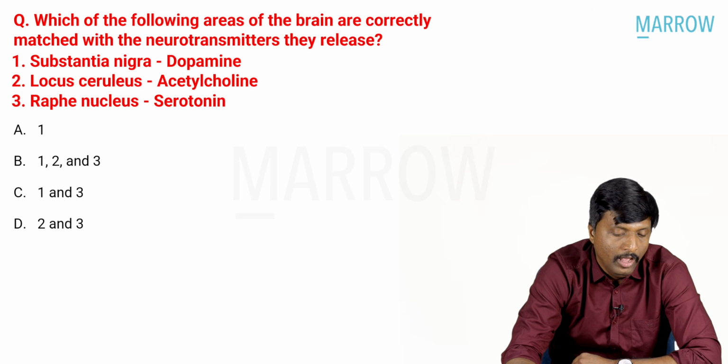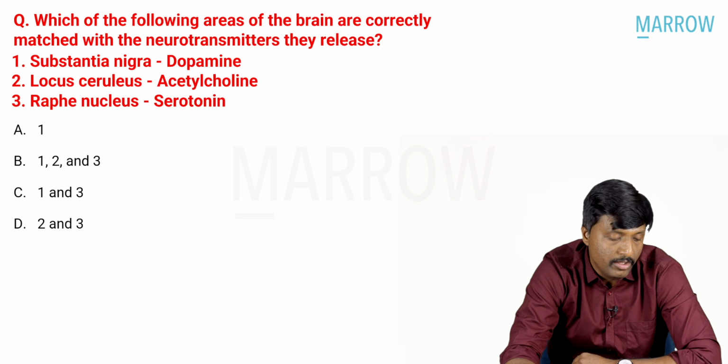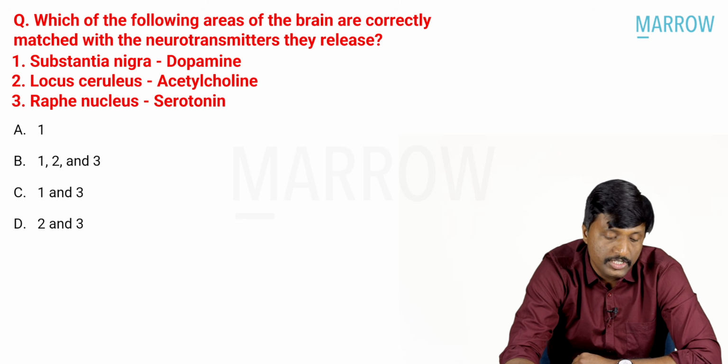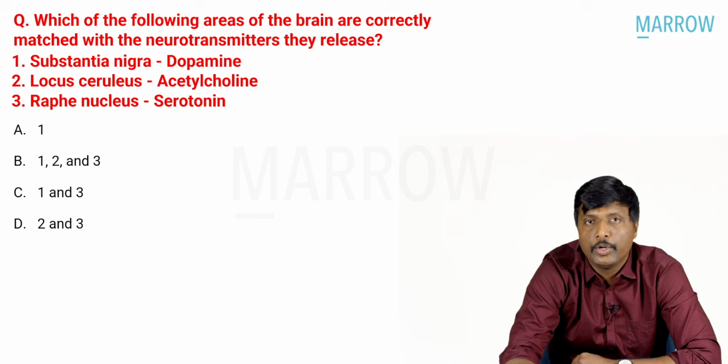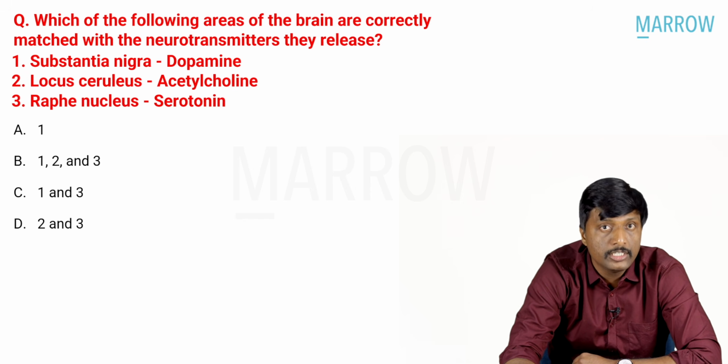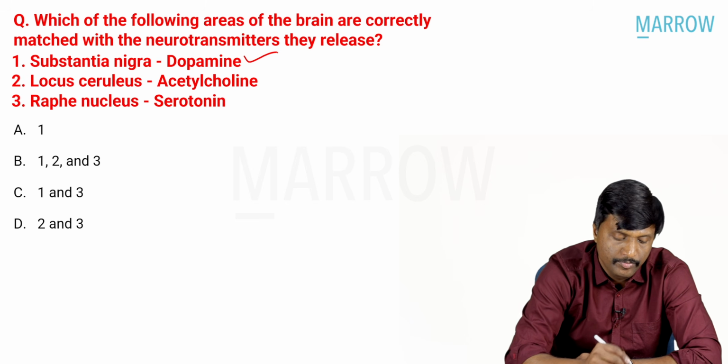Next question. Which of the following areas of the brain are correctly matched with the neurotransmitters they release? Substantia nigra, dopamine; locus coeruleus, acetylcholine; raphe nucleus, serotonin. What do you think is the answer? Substantia nigra, particularly pars compacta, it is dopamine.